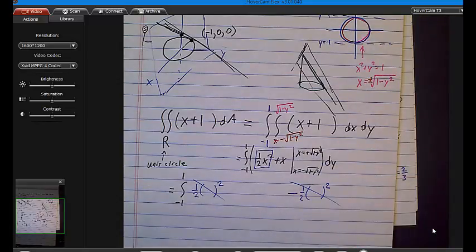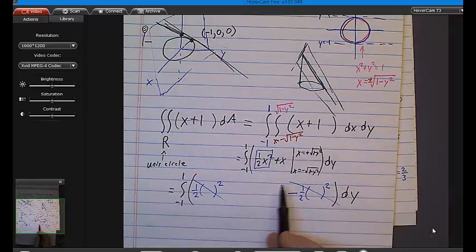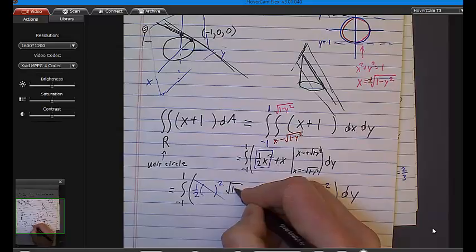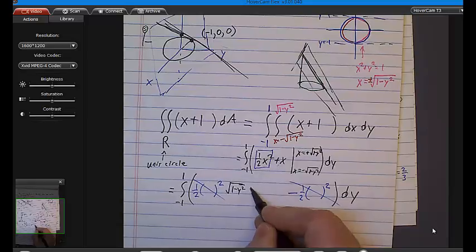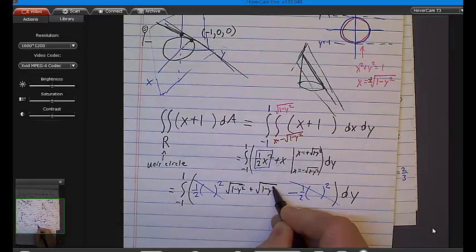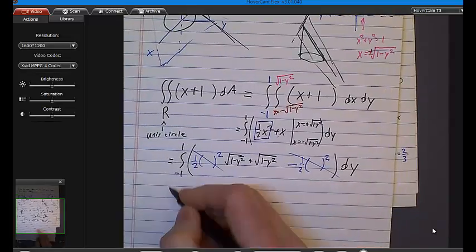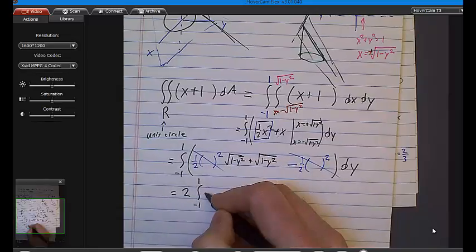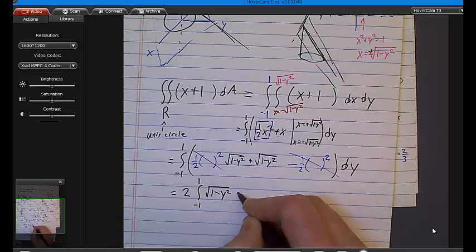Do you see that? Because look what you're plugging in. So I guess the only thing to worry about now is what I have, I guess, would be x. So we get the square root of 1 minus y squared, and then we have minus the negative, so plus the square root of 1 minus y squared. Yeah? Okay, so what's this equal? This equals 2 times the integral from -1 to 1 of the square root of 1 minus y squared dy.